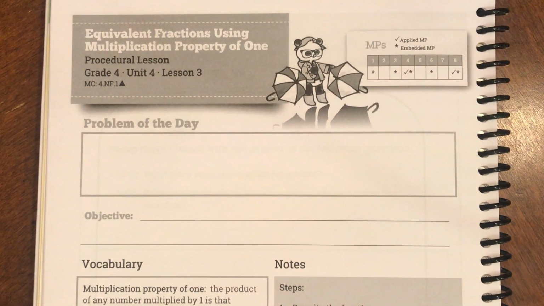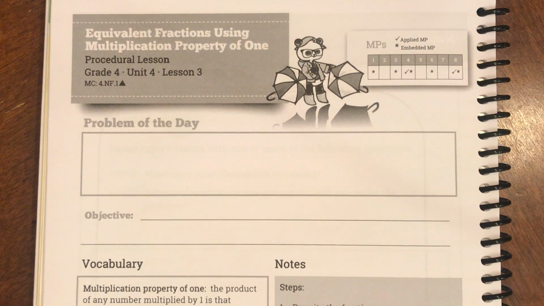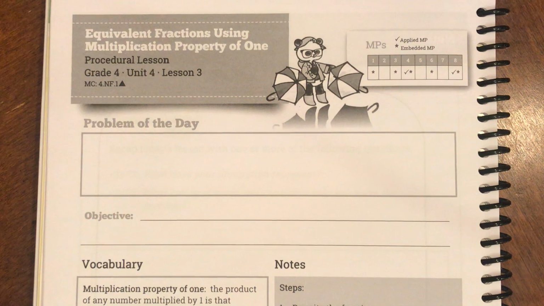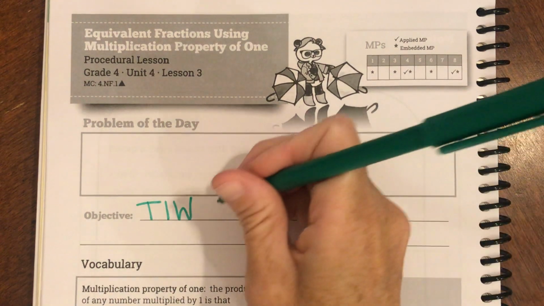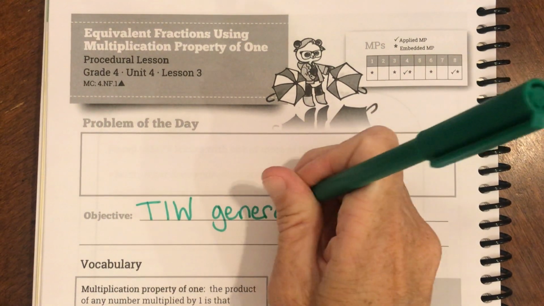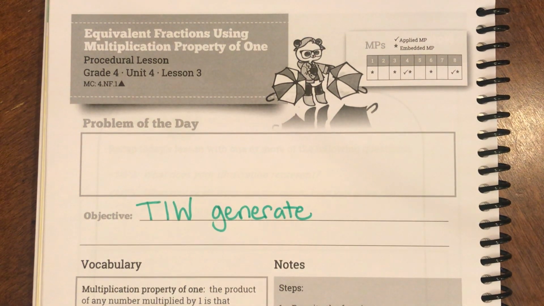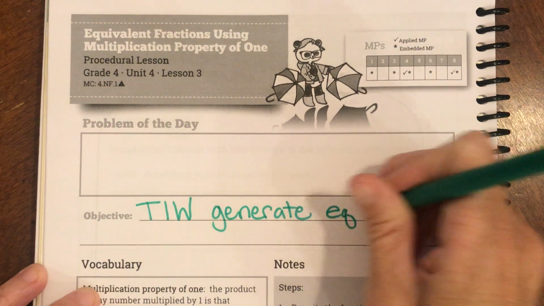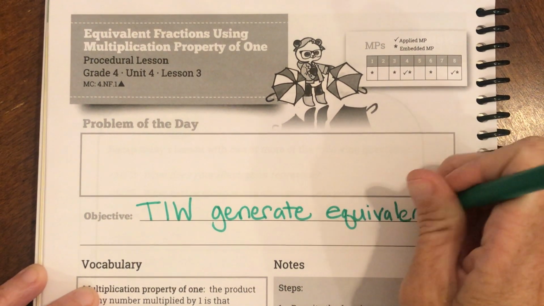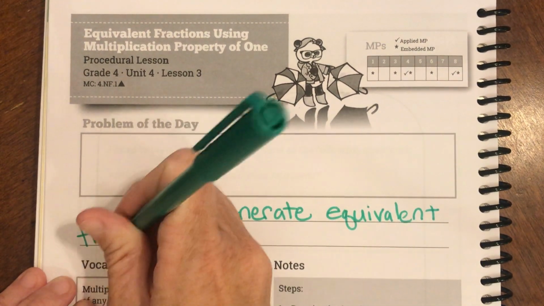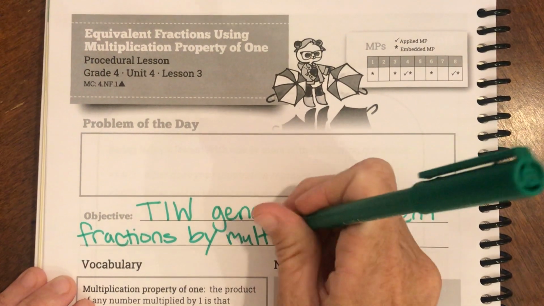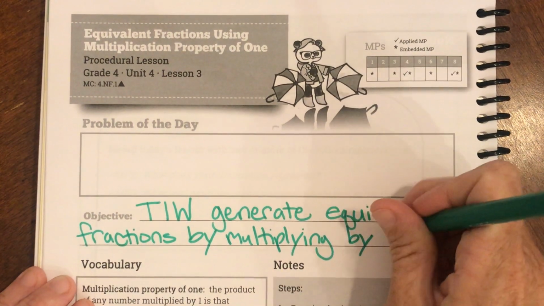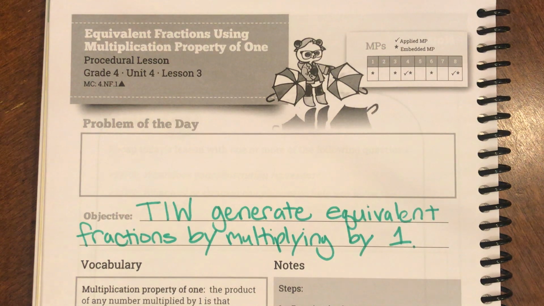Good morning. Today we are on page 13 of your student journal, and our objective, or our goal for today, is: today I will generate. Generate means to produce or to create, so we're going to generate equivalent fractions by multiplying by 1. Okay, so our goal, or our objective, is today I will generate equivalent fractions by multiplying by 1.